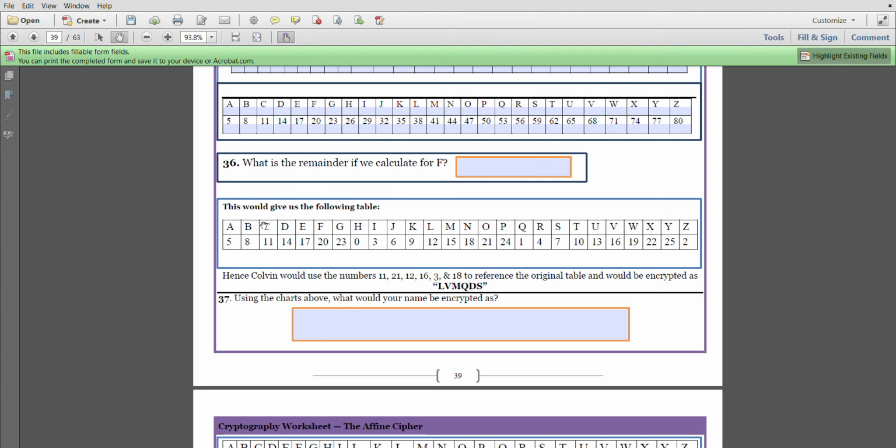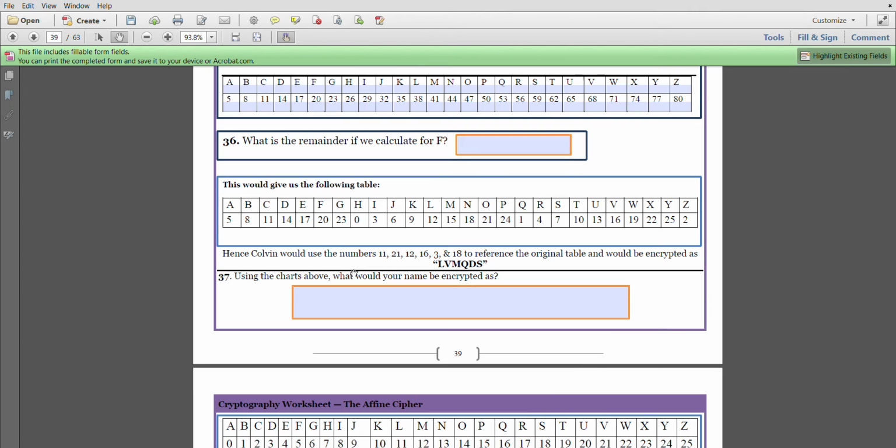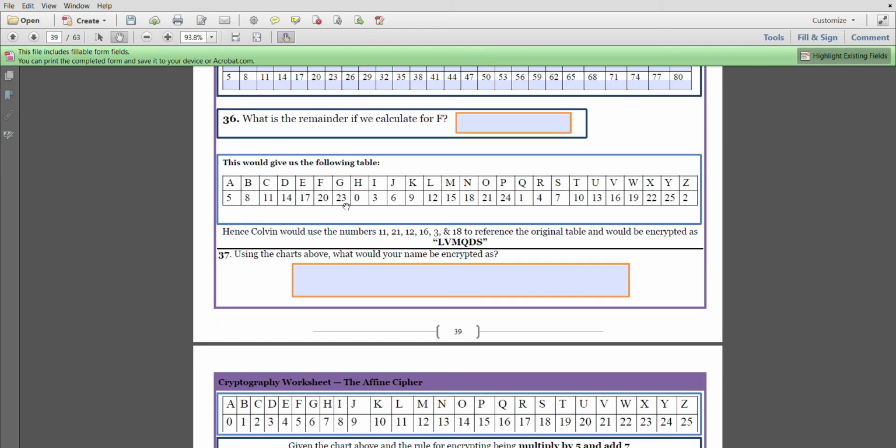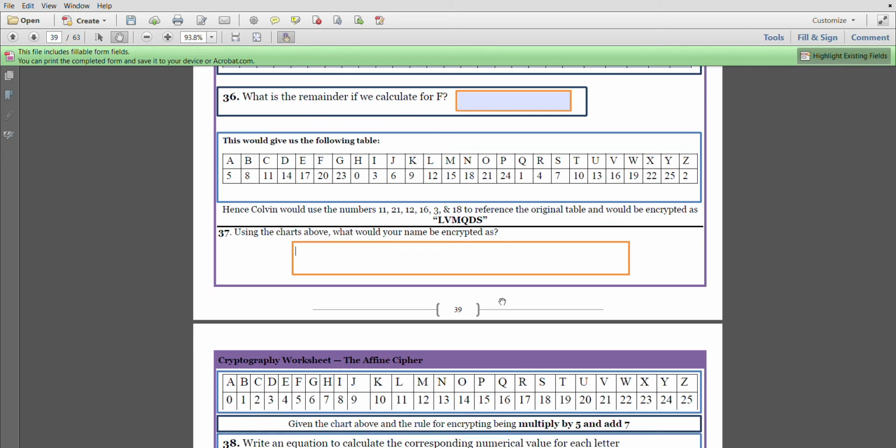It gives us this table here now. After we do that, we get this table. All right. Mr. Colvin would use numbers 11, 21, 12, 16, 3, and 18 to reference the original table, and that would be encrypted as LVMQDS. Using the charts above, what would your name be encrypted as? Mr. Colvin gave you the example of his name here.